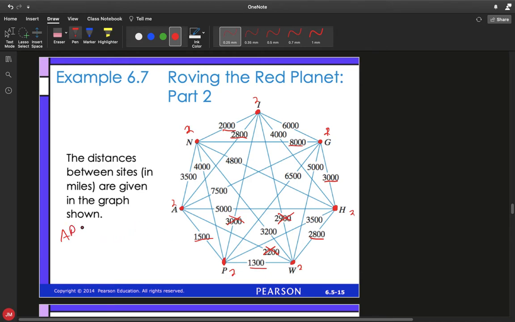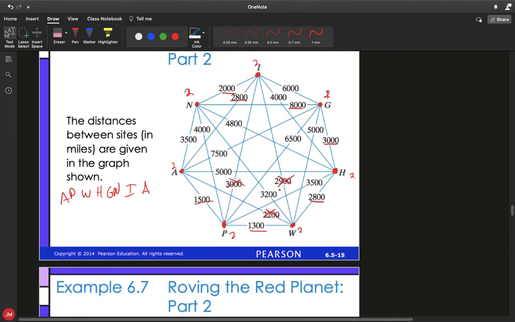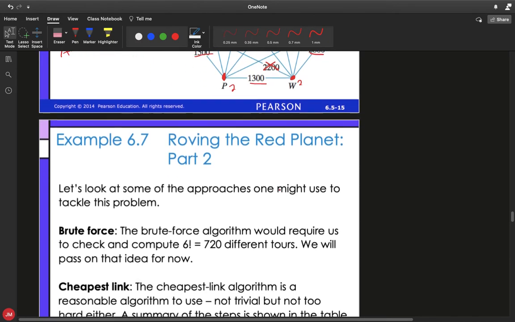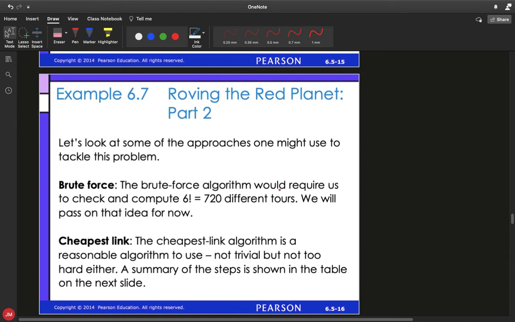P to W, from W to H. From H, we would go to G. From G, we would go to N. From N, we would go to I. And then from I, we would go back to A. Let's see if the slides agree with that. So let's see if that's the same as what they come up with for our cheapest link.